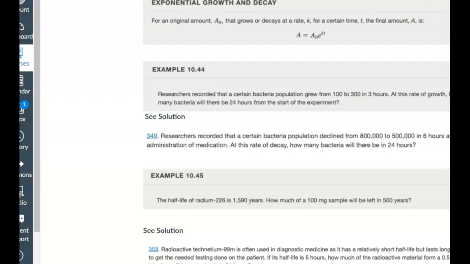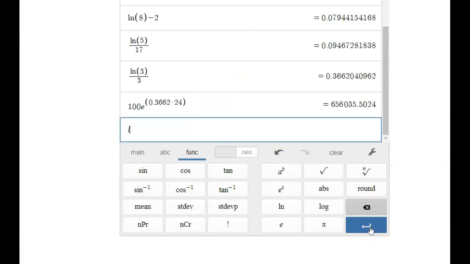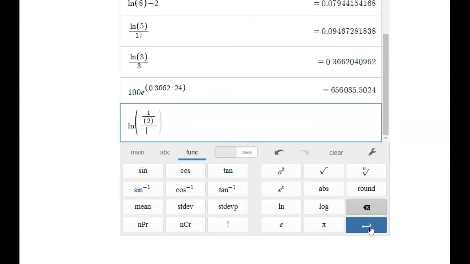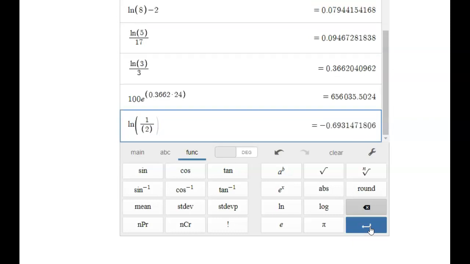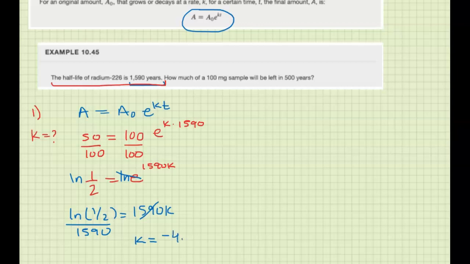Okay, so calculator time. Alright, so log of 1/2 divided by 1,590. Oh, we went in the wrong place. We need to be on the outside. Divided by 1,590. Wow, okay, so this is like negative 4.359 times 10 to the negative 4.